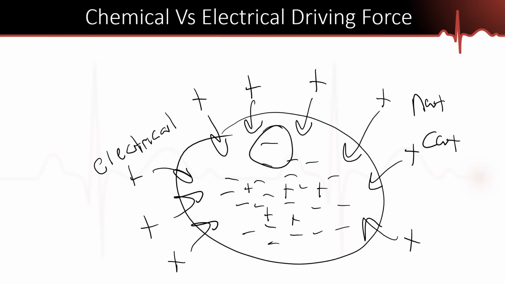Let me give you an example. Well, I've been giving you an example, but let me elaborate. The inside of this cell has a negative charge to it. What that means is because the inside is negative, that's going to pull sodium and calcium ions towards it. So what we would say is that the electrical driving force for sodium and calcium is to enter into the cell. Negatively charged cells are going to pull positively charged ions towards them, and those are electrical driving forces.